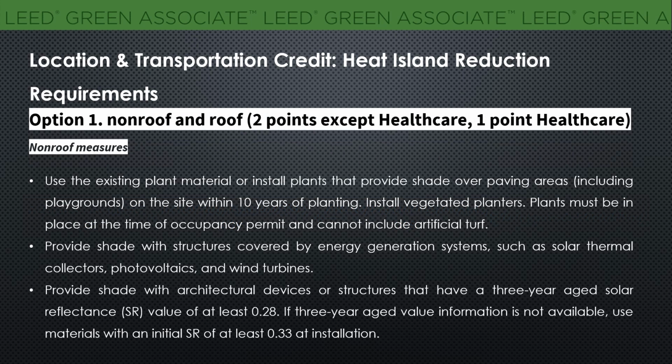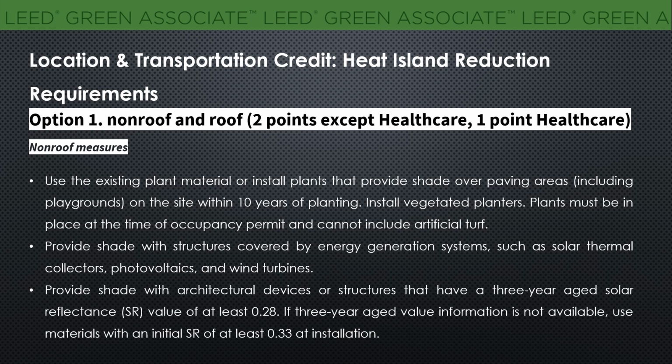To reduce heat island effects on non-roof areas, these strategies can be used. Use the existing plant material or install plants that provide shade over the paving areas. On the site, within 10 years of planting, install vegetated planters. Plants must be placed at the time of occupancy permit and cannot include artificial turf.